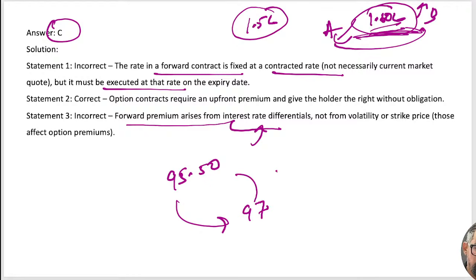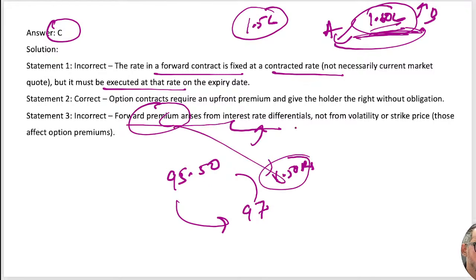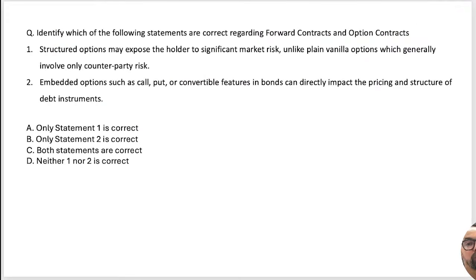So this 1.50 rupees difference is the premium, okay? This is based on the interest rate differences in INR as well as US dollar. So that's why it is true. Okay Shrikant sir, this is about the premium at the time when you enter into the contract. This is not the future price exactly.